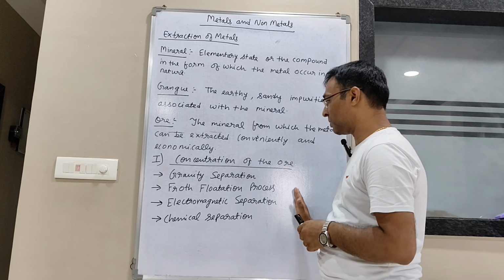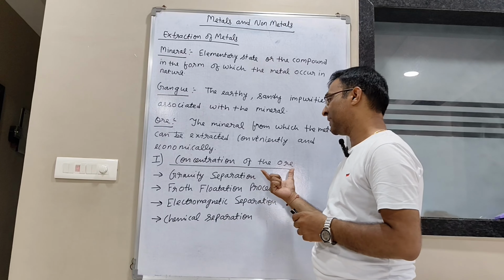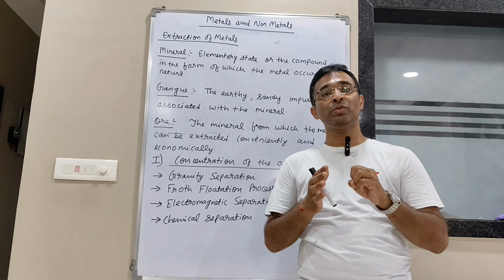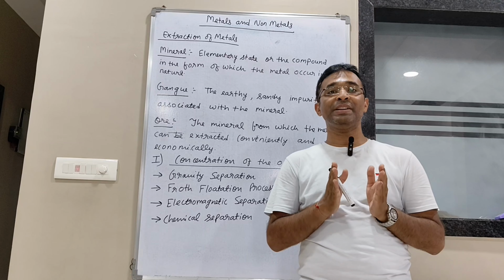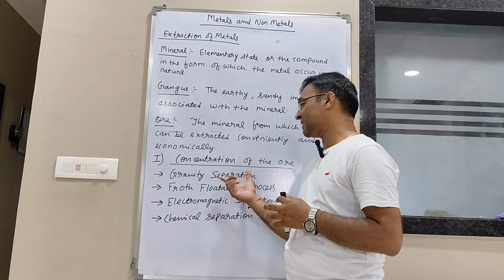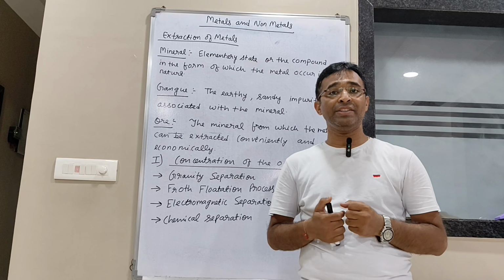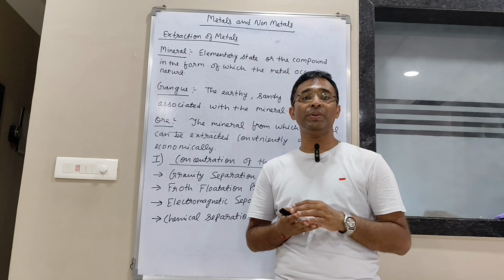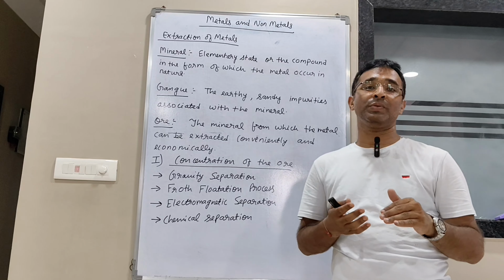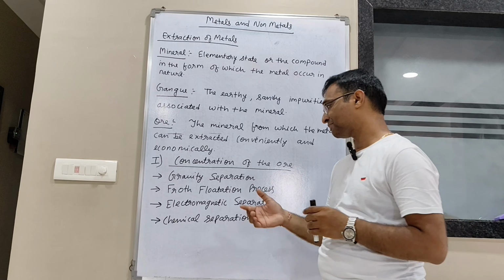There are basically four processes which we can perform to concentrate the ore. Concentration of ore basically means to remove the basic impurities present in the ore. So first is gravity separation. In this, the effect of gravity is used and the heavy particles, heavy impurities, settle down towards the ground, and the ore can be further purified.